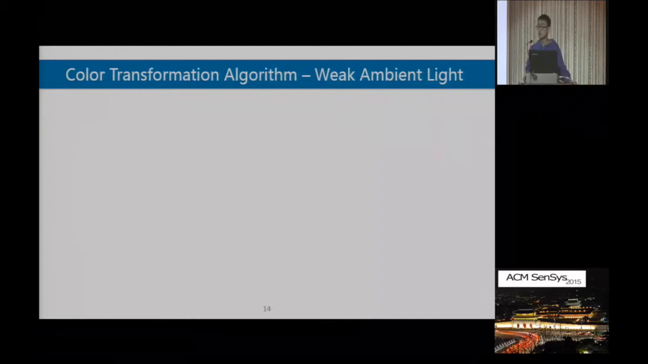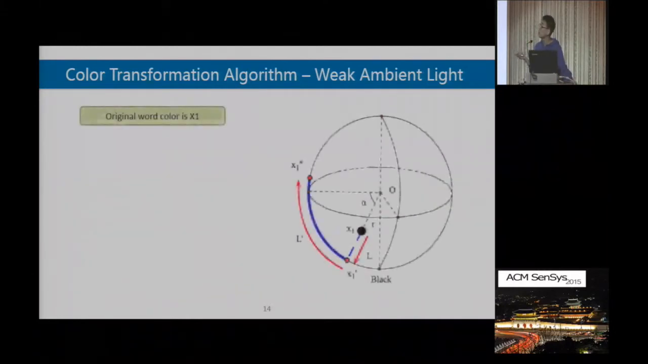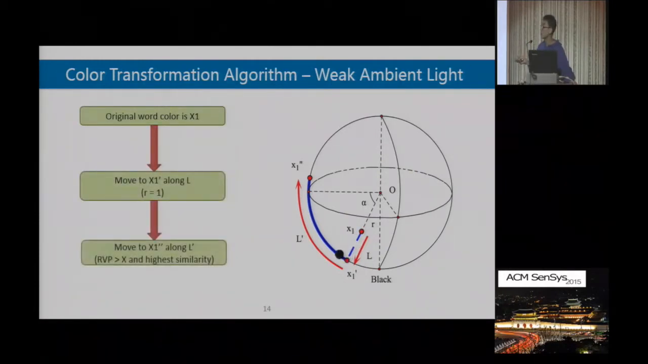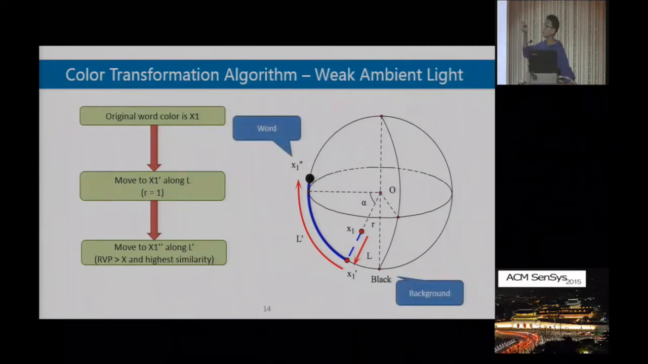How about the algorithm for weak ambient light? It's similar to the previous one. If the original color is here, we just move it to the x1 dot because r equals 1, and then move it along L dot to x1 double dot because RVP should be over x, and make sure the similarity is as high as possible. And then we select the x1 double dot as word color, and the black is set for background color.